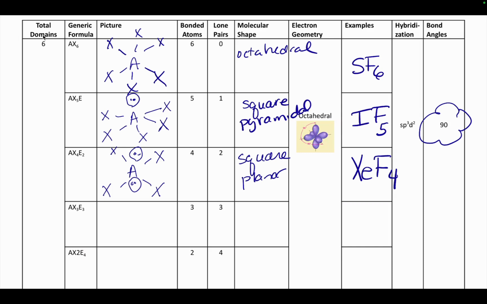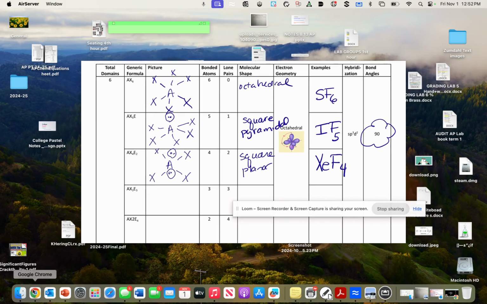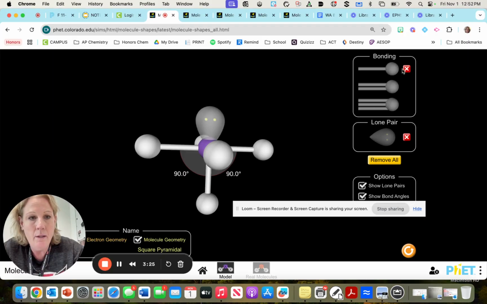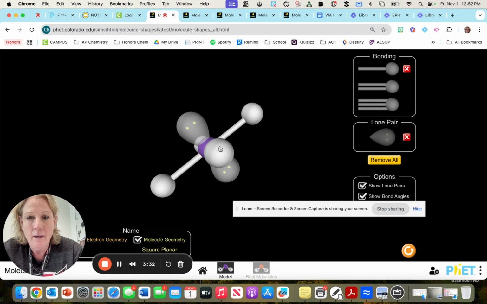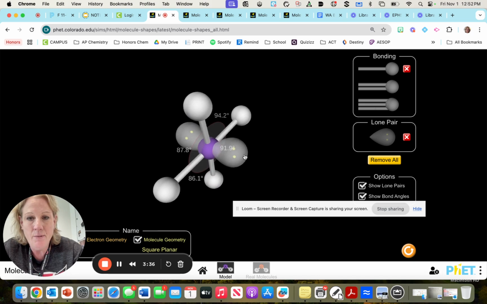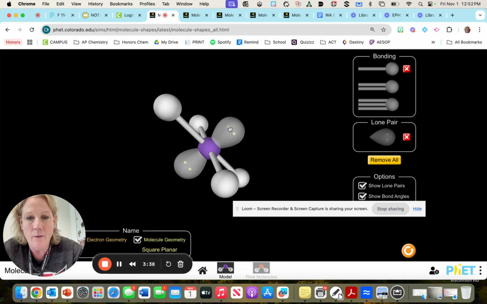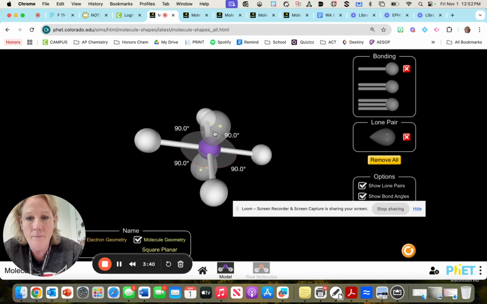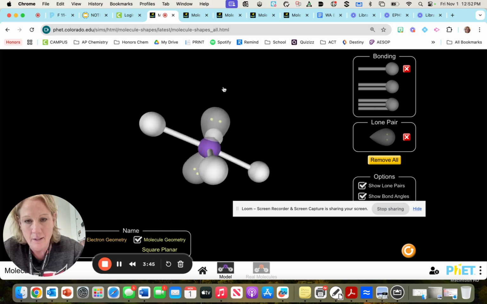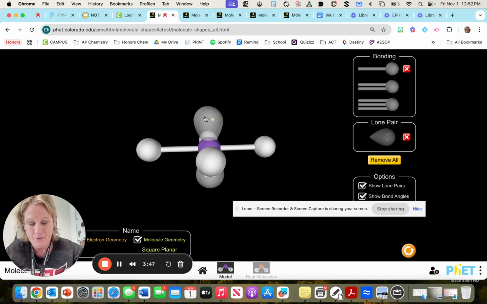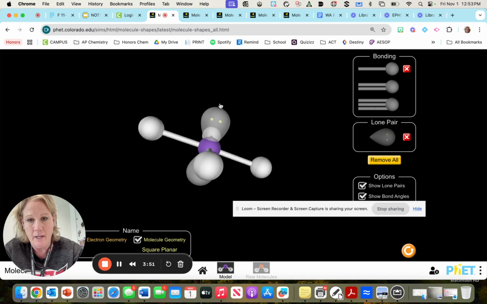So let me show you this. So we will remove another bond and we're going to add another lone pair. And you can see the way the lone pairs arrange themselves in space and how this ends up being planar now. So this is called, like I said, square planar, and you can see that it has those 90-degree angles.